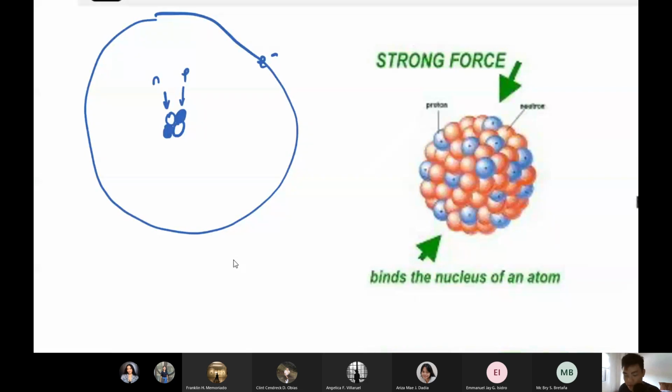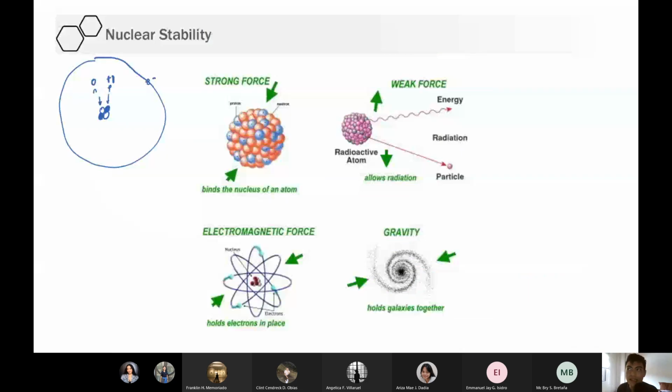Ang neutron, 0 yung charge, no? Ang proton, positive 1 yung charge. So, ibig sabihin, yung nucleus natin, unstable. Bakit siya naging unstable? Kasi puro positive 1 charge yung nasa loob niya. Yung neutron, 0 charge niya. Pero yung protons, positive 1, no?